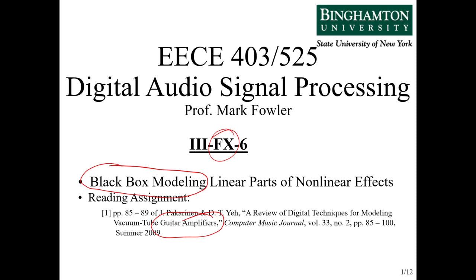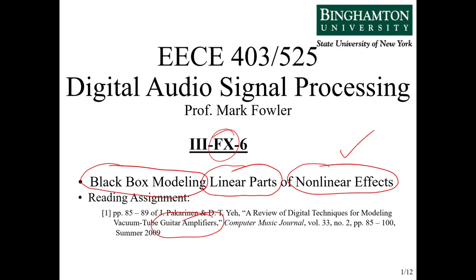And we're also focusing only on the linear parts of nonlinear effects. So maybe we can get inside the box and isolate, okay, from this point to this point is just a linear circuit. And we'd like to figure out how to mimic that, how to model that circuit, even though there are nonlinear parts of the circuit elsewhere.